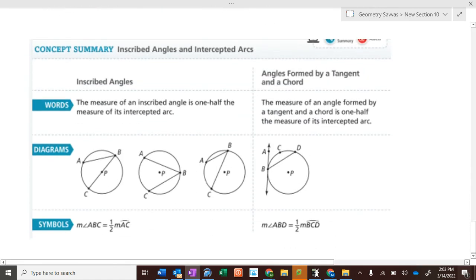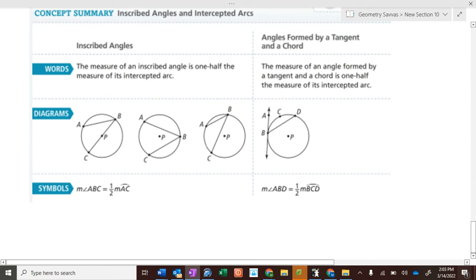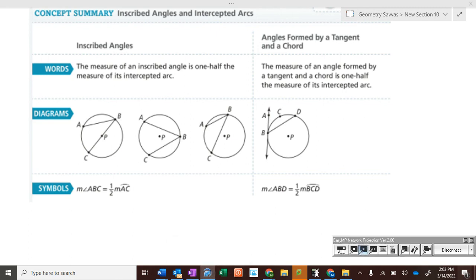All right. So the angle is half the arc. How big is the angle? All right, good enough. Is this very difficult? Hopefully not. So, let's get to the assignment.